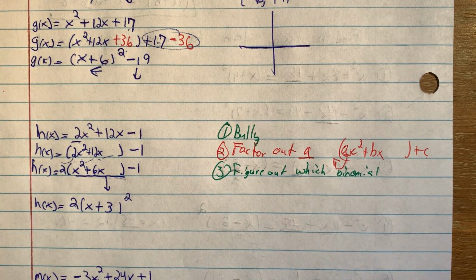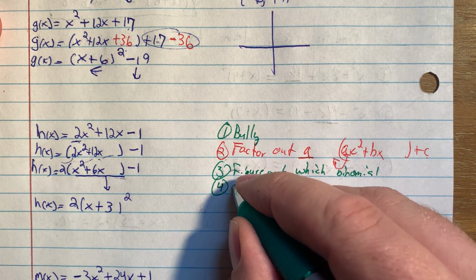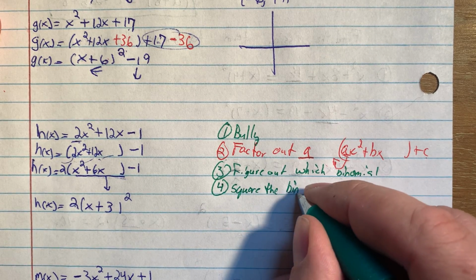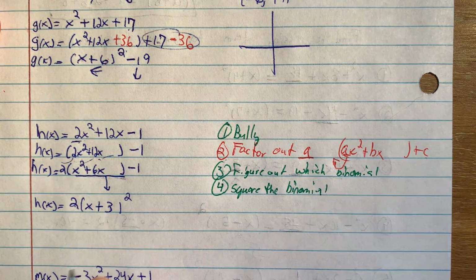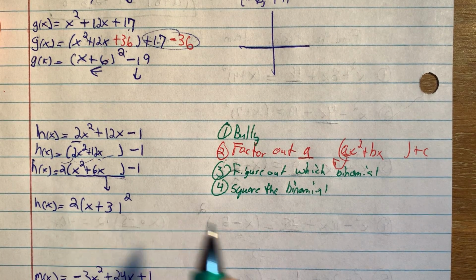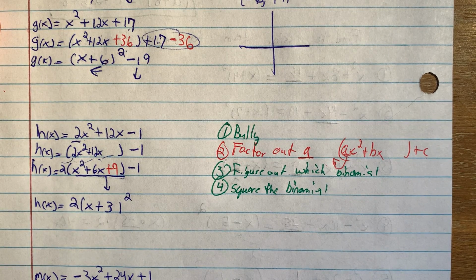And then we need to go back up, and we need to square the binomial to complete the square. So x squared, 6x, and then 3 squared is 9. So we're going to go back up and do 9. But this is where it gets a little bit weird. So square binomial.